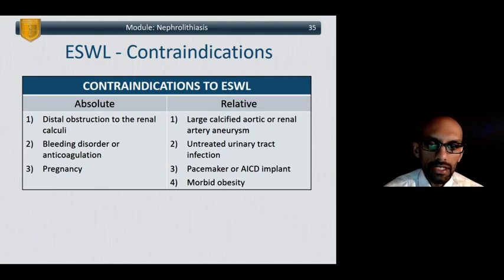So absolute contraindications to shockwave lithotripsy include distal obstruction to the renal calculi. So you don't want to bust up a stone when there's already a further downstream obstruction. Bleeding disorder or anticoagulation, and pregnancy. Relative contraindications include large calcified aortic aneurysms that are in the way. Untreated urinary tract infections. So long as you have treatment ongoing, and certainly if the stone in and of itself is the reason for the infection, you can proceed with caution.